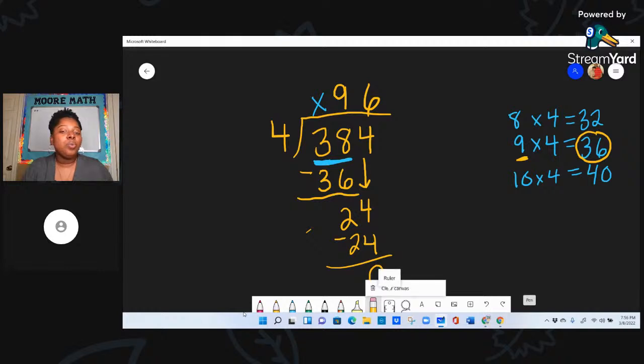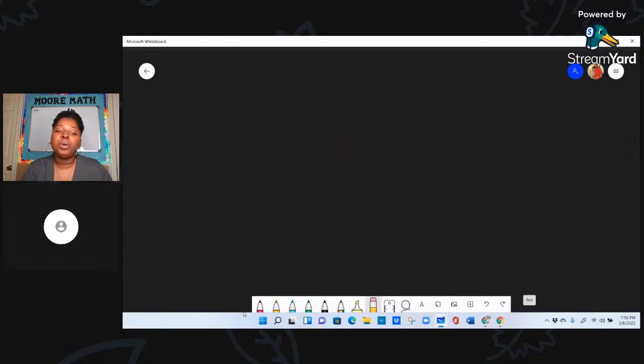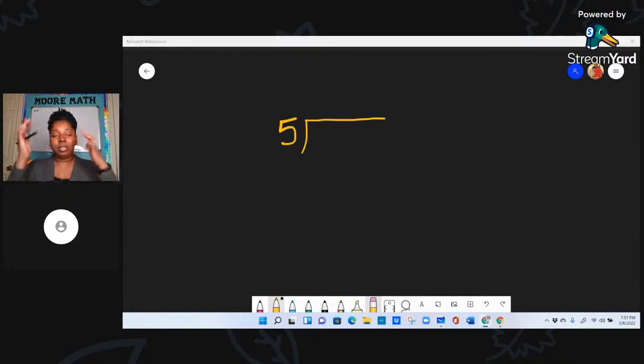So I want to do one more like that, and then I'm going to teach you. Have you heard of partial quotient? No. Okay, that's fine. So let's try this way first. See if you're getting it. If not, then I'm going to teach you the partial quotient method because I think that might help you really get it.